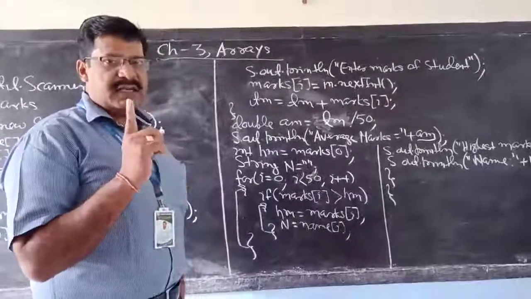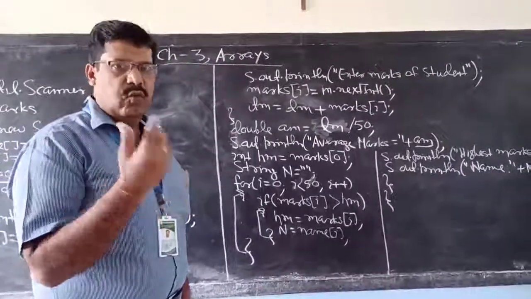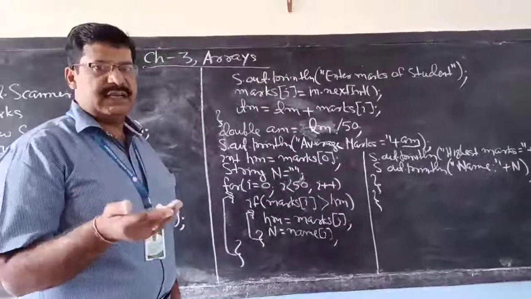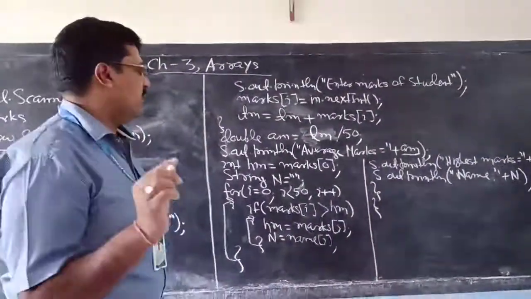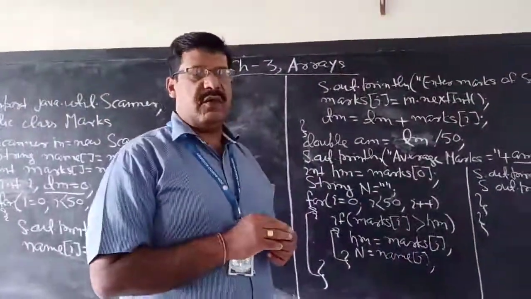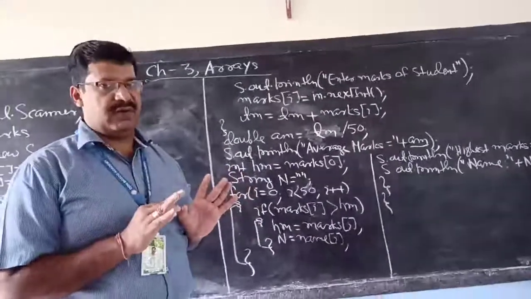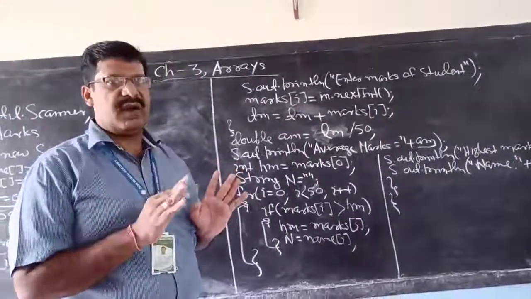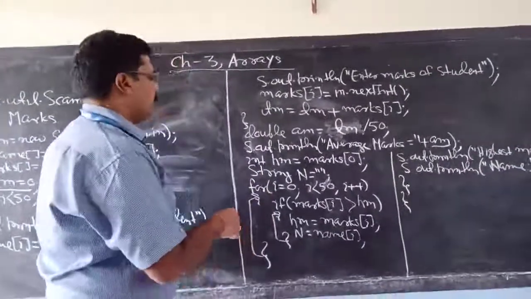Now the second part. The second part is asking to find the highest marks of the class and who got this highest marks. His name must be printed. The highest marks and the name must be printed. So once again, last week I taught you how to find the largest number and the smallest number. Remember how to find the largest and smallest number by linear search. The same method will apply.